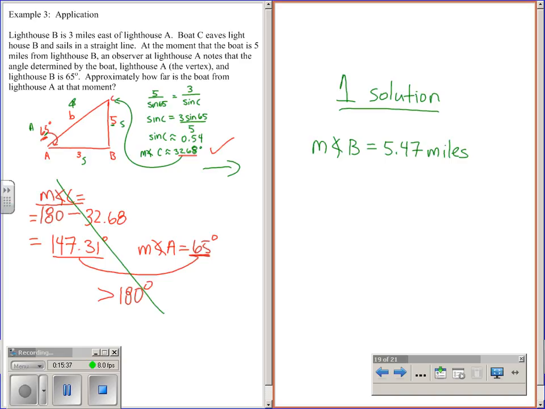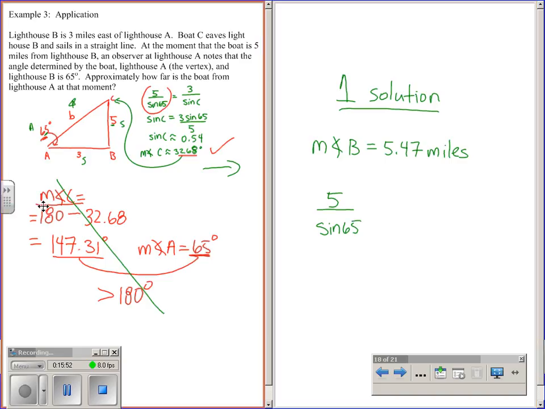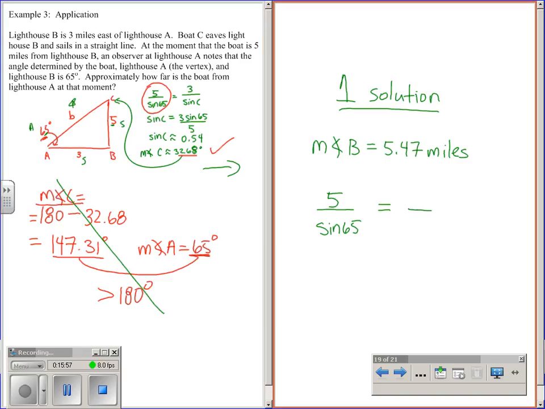Okay, and once we have the measure of angle B, then we can use the information that we have here. So we know 5 over the sine of 65, and that's just the exact one that we used in the previous example. Now we have enough information to set up and find out what B is, because we found that angle measure. And the whole reason we were finding the measure of angle B is so that we could set up this equation.